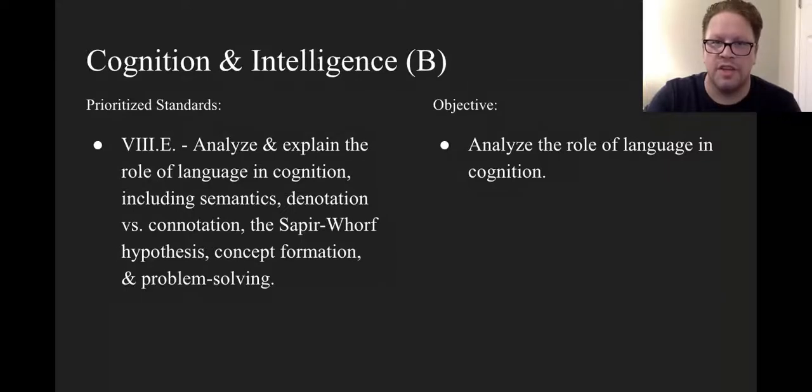Hello, this is Cognition Intelligence Section B lecture. Our prioritized standard is 8E. Objectively, we're going to analyze the role of language in cognition.